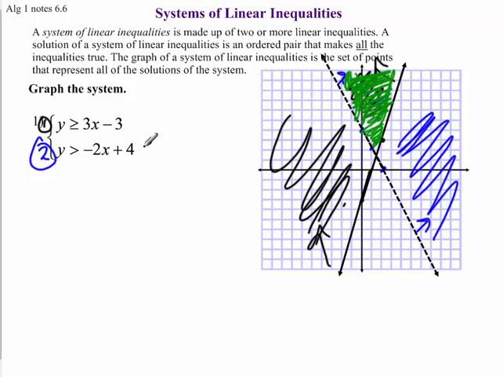Okay, so your answer to a system of linear inequalities is always going to be a region. It's not just the line or where they intersect like we do with linear equations. It is actually a region, so it's this region right up here. Alright, let's try another one.